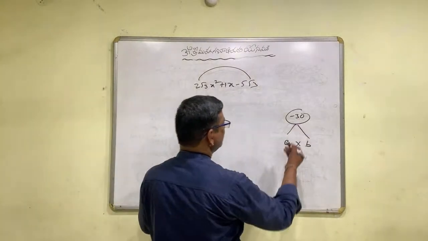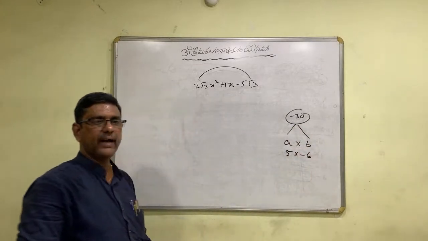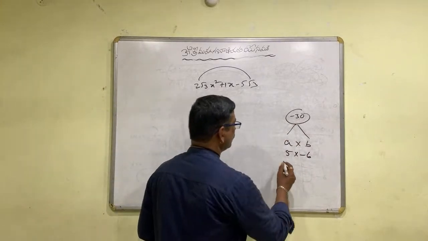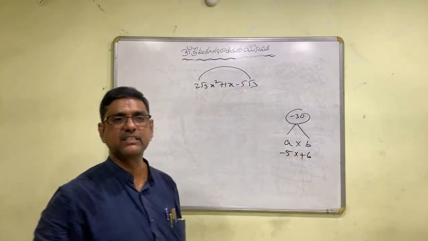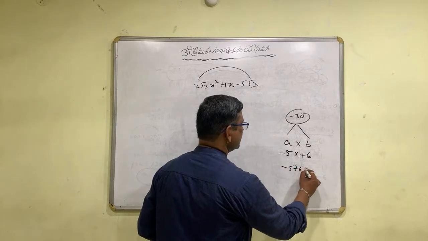Then it is easy. 5 into negative 6 is negative 30. And minus 5 into positive 6, sorry, minus 5 into positive 6 is negative 30. And minus 5 plus 6 is positive 1.